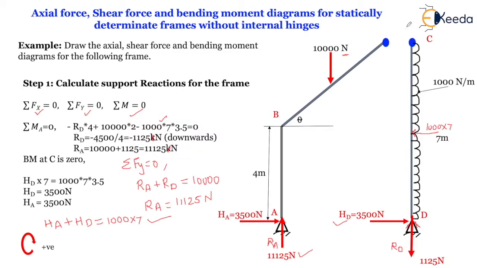Moment about this C, we are calculating moment about C. This is making an anti-clockwise rotation and this is making a clockwise rotation. So we can simply write HD into 7 equals 1000 into 7 into 3.5. With this we get the answer as 3500 Newton. Once we get this answer, simply substitute this value in this equation and we will get HA also equal to 3500 Newton. So with this we have calculated all support reactions: HA, HD, RA and RD. Hope this part is clear to you.